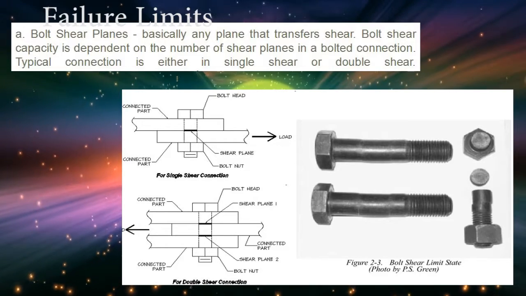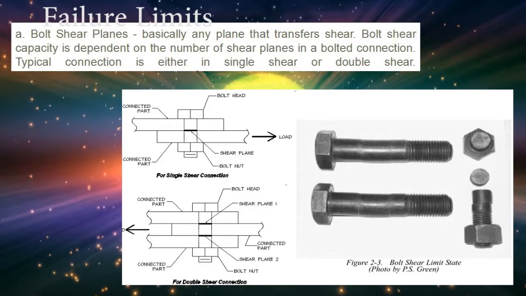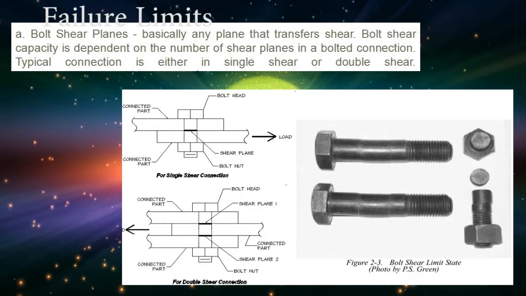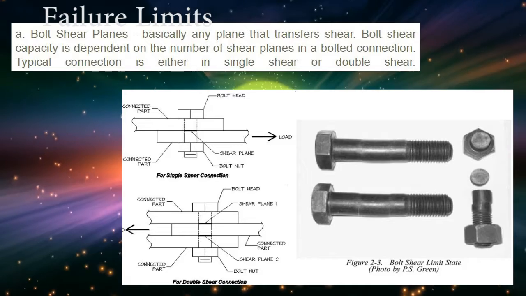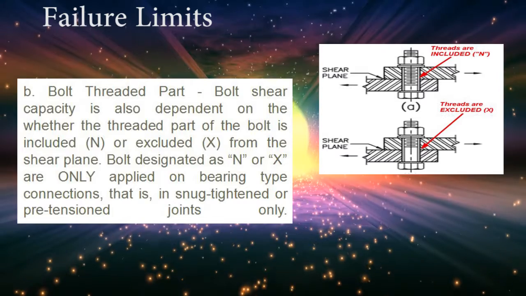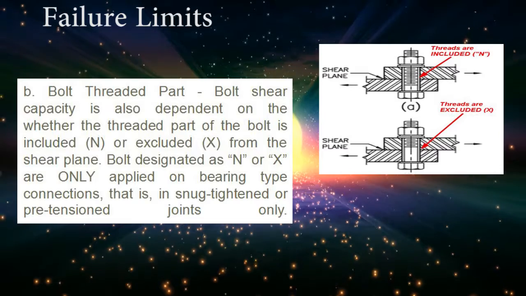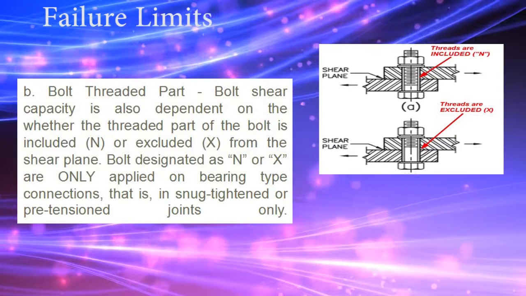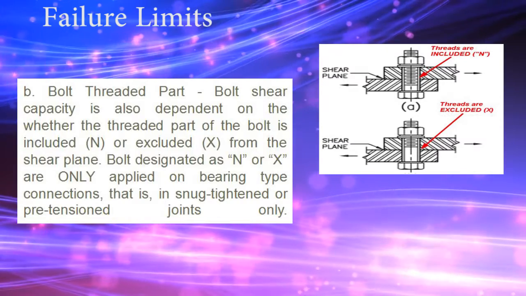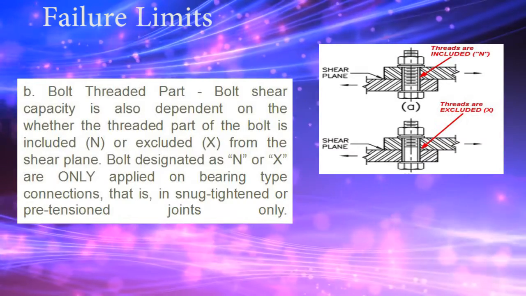Failure limits. A. Bolt shear planes, basically any plane that transfers shear. Bolt shear capacity is dependent on the number of shear planes in a bolted connection. Typical connection is either in single shear or double shear. B. Bolt threaded part. Bolt shear capacity is also dependent on whether the threaded part of the bolt is included, N, or excluded, X, from the shear plane. Bolts designated as N or X are only applied on bearing-type connections, that is, in snug-tightened or pre-tensioned joints only.